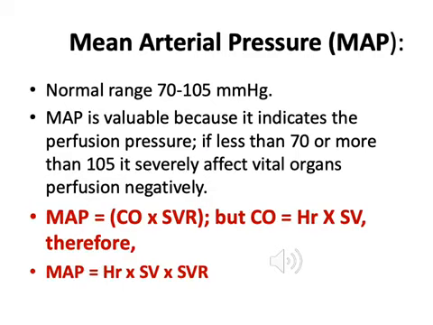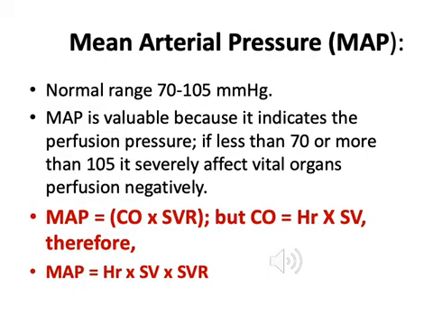Another very important value when we talk about blood pressure is the mean arterial pressure. The mean arterial pressure is an indicator of the perfusion pressure to the vital organs. Usually its normal range is from 70 to 105 mmHg. If it is less than 70, it means inadequate supply to the vital organs and therefore low perfusion. And if it is high, more than 105, it can negatively affect the vital organs including the brain, because there is high perfusion, and this is abnormal.